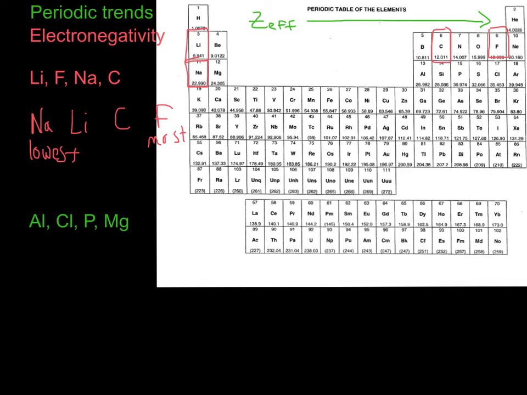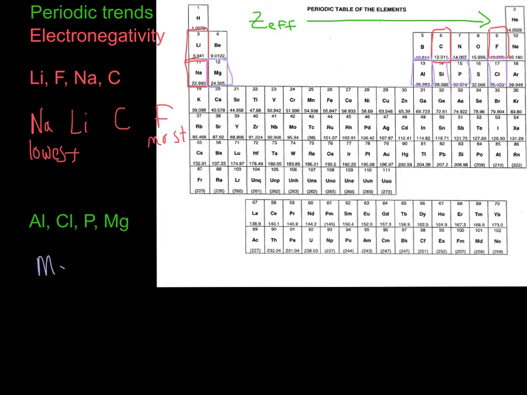Okay, so you ready? So let's go ahead and look at aluminum, chlorine, phosphorus, and magnesium. Okay, so I'm going to find them, and I'm going to circle them. So here's aluminum, all right, chlorine, phosphorus, and magnesium. All right, what do you notice right away? Right, they're in the same period, okay? So basically we can just write them down in order that they appear on the periodic table.